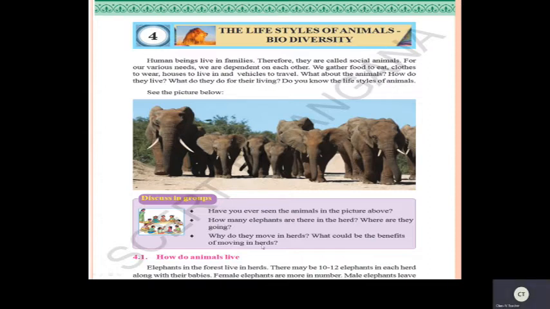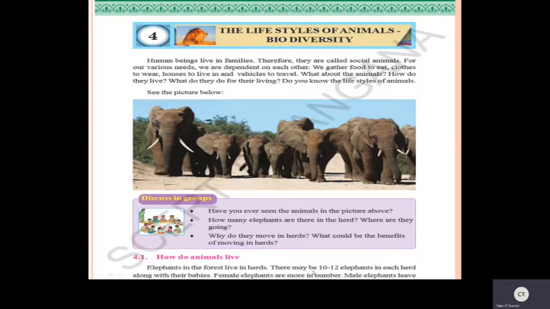Now let us see why they move in herds. What could be the benefits of moving in herds? See children, generally to gather food and also to protect their young ones, they will move in groups. Now let us see some story of these elephants. How do animals live? Elephants in the forest live in herds.